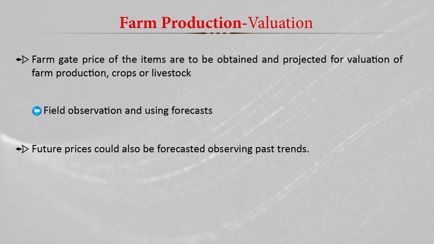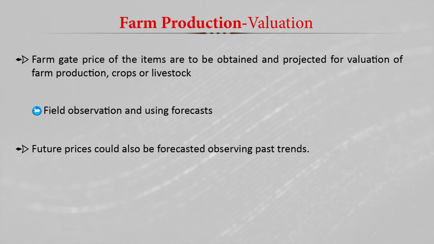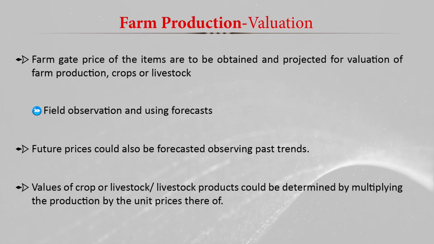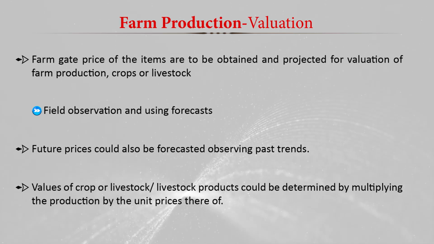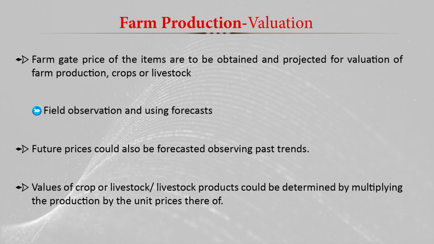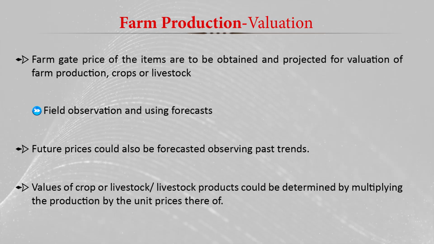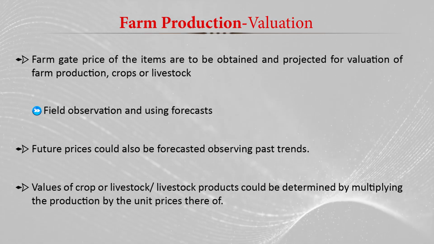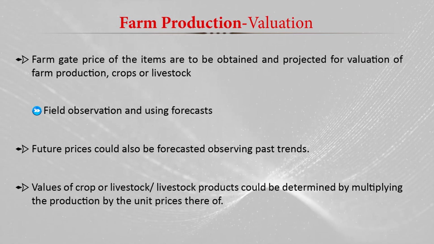Observing the past trend, we can forecast the future prices, and then the value of the crops and livestock product could be determined by multiplying the production by the unit prices. So here we can work out the values by multiplying the production by the unit prices. And in case of the farm production, incremental residual value is also important.